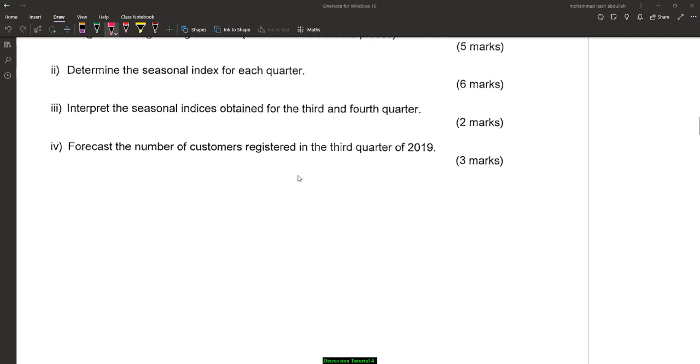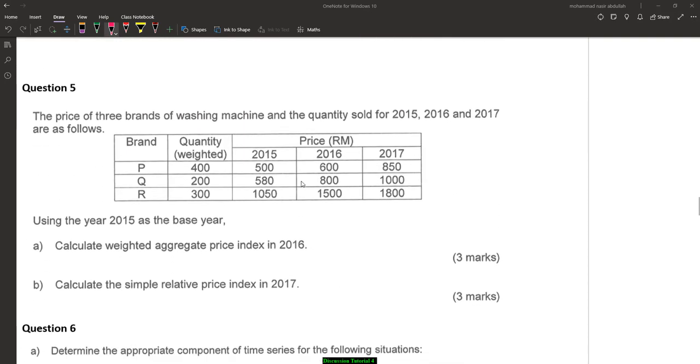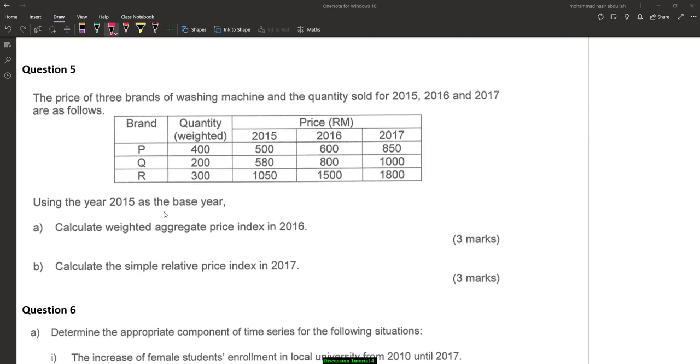Okay, kita tengok soalan index number lagi. Question number 5. The price of 3 brands of washing machine and the quantity sold for 2015, 16 and 17 are as follows. So they are giving us the weightage value, which is the quantity, and the price for each washing machine brand lah. So using 2015 as base year, calculate the weighted average price in 2016.